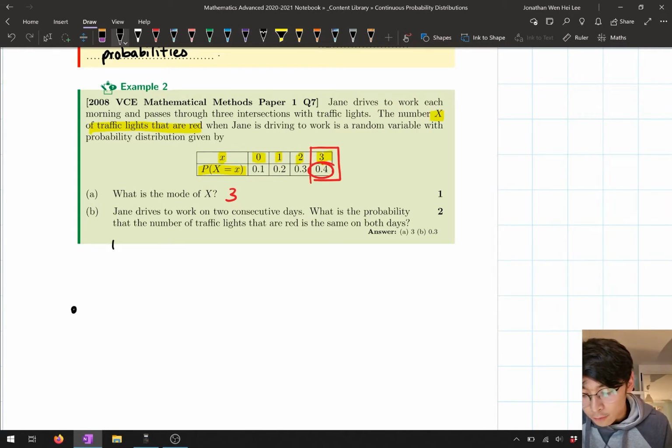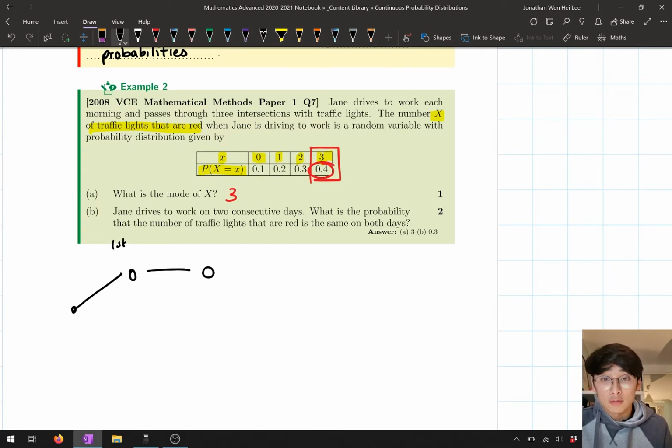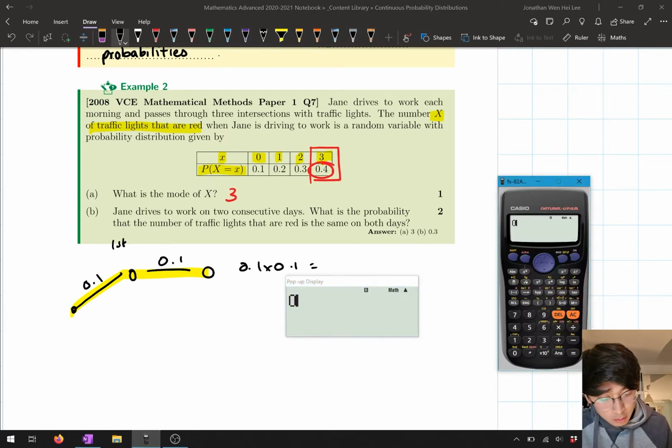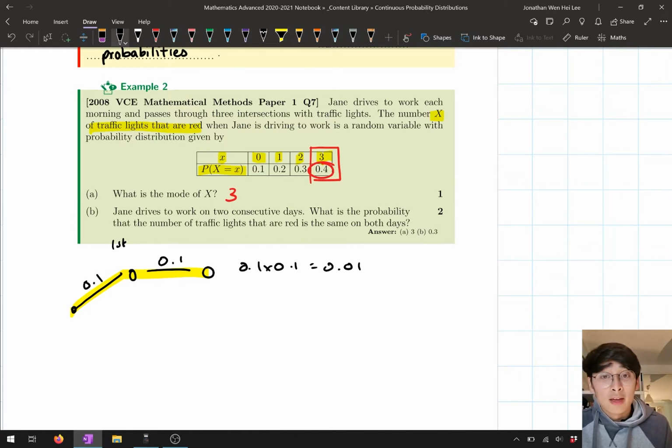If Jane is driving to work on her first day, if she gets 0 traffic lights, then on the second day, the outcome that we want is that she also gets 0 traffic lights. So what's the probability of that? Well, for her to get 0 traffic lights, that would mean a probability of 0.1. And then for the following day, if we want 0 traffic lights, that's a probability of 0.1. So the total probability of that particular line is just 0.1 times 0.1, or 0.1 squared. If I check that in my calculator, 0.1 times 0.1 equals 0.01. So here's 0.01. Now that's one possible outcome for Jane. That's if she got 0 traffic lights on both days.